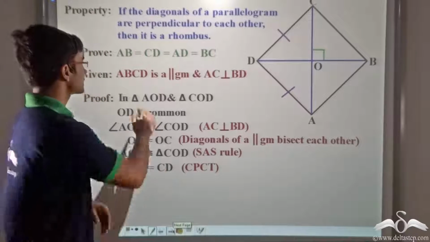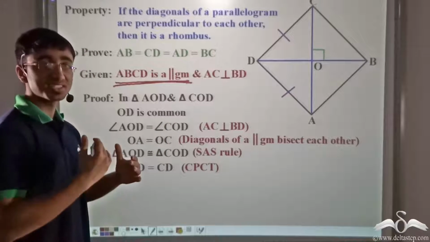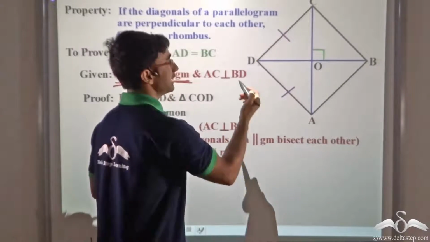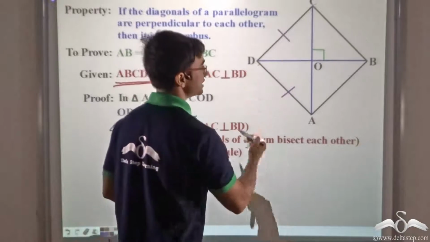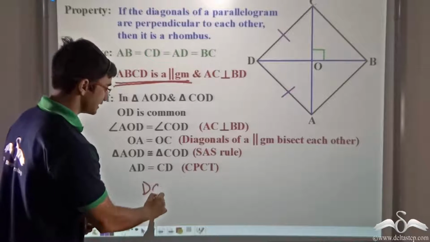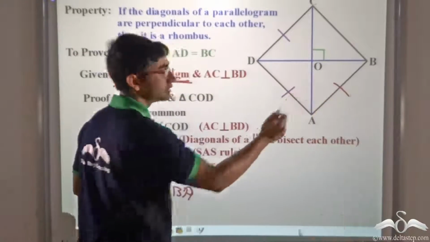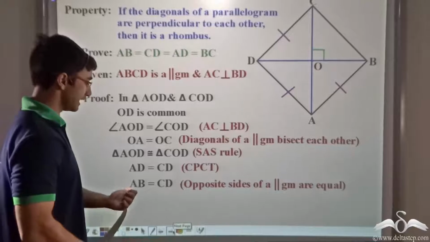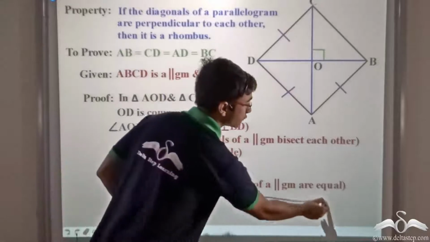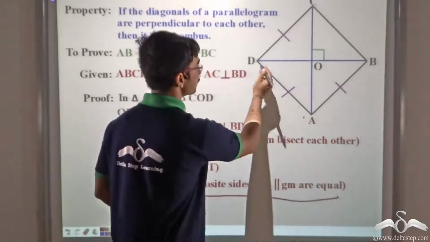Now it has been given to us that ABCD is a parallelogram, and in a parallelogram we know that opposite sides are equal to one another. So the moment I write AD is equal to DC, and if I consider the opposite side of DC, I have BA. Now since opposite sides are equal, I can write DC is equal to BA, or this side is equal to this side. So AB is equal to CD, or DC equals BA, because opposite sides of a parallelogram are equal.